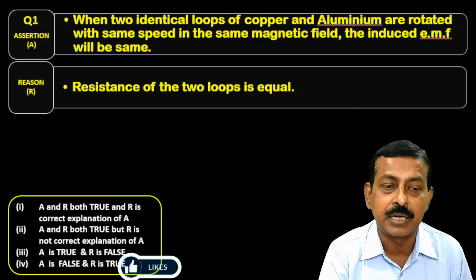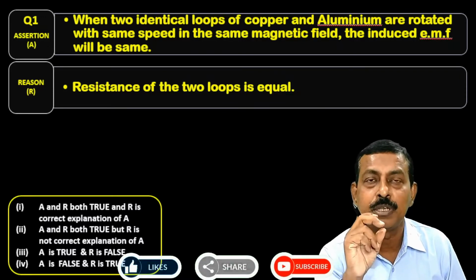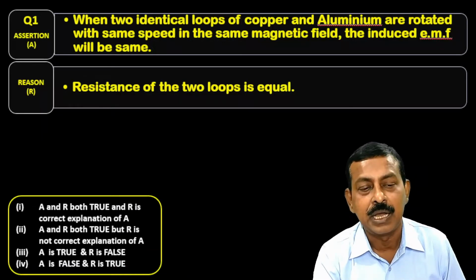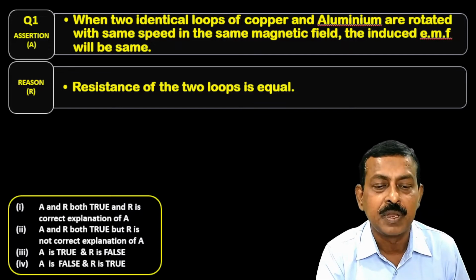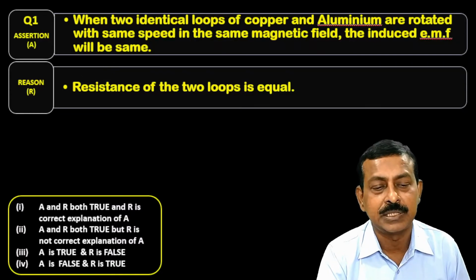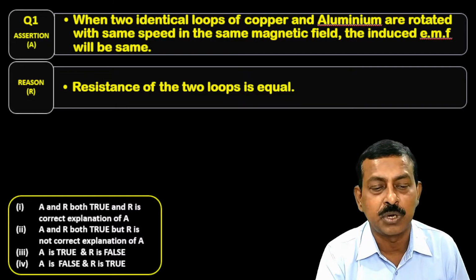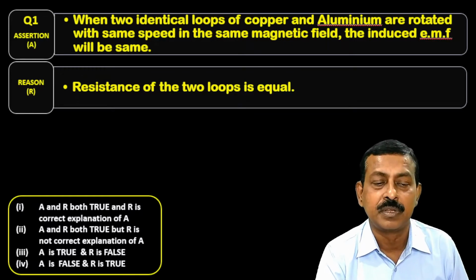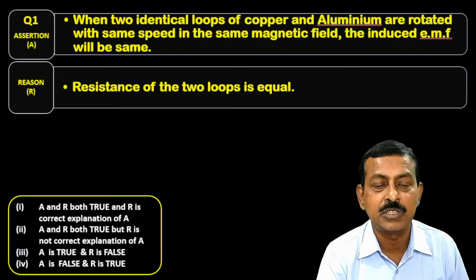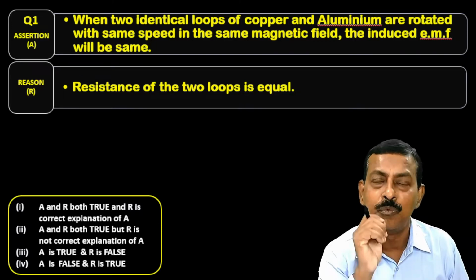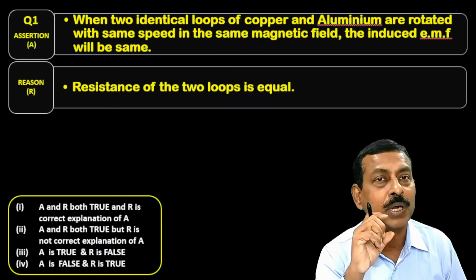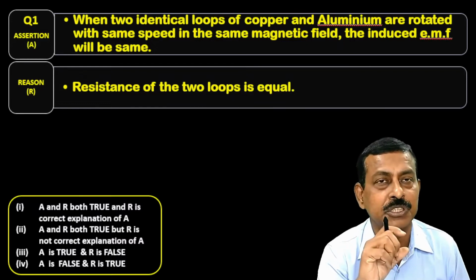So before we start with the first question, let's first of all see what are the options given for this particular question. Options are assertion and reason both true, and reason is the correct explanation for assertion. Second option is assertion and reason both true, but reason is not correct explanation of assertion. Third option is assertion is true, reason is false, and the fourth one is assertion is false and reason is true. Whenever you are solving assertion reasoning questions, you first see what are the options given for that particular question.